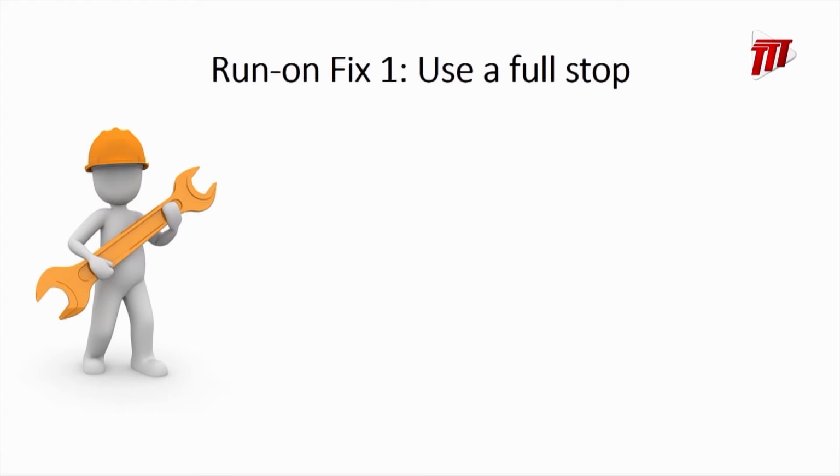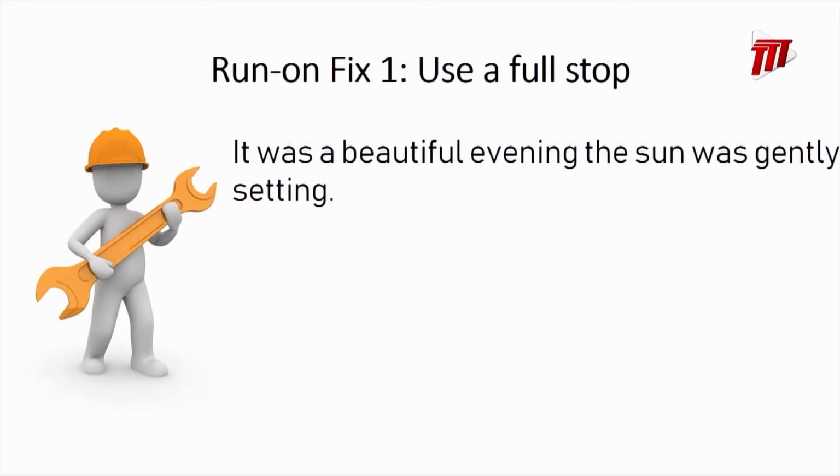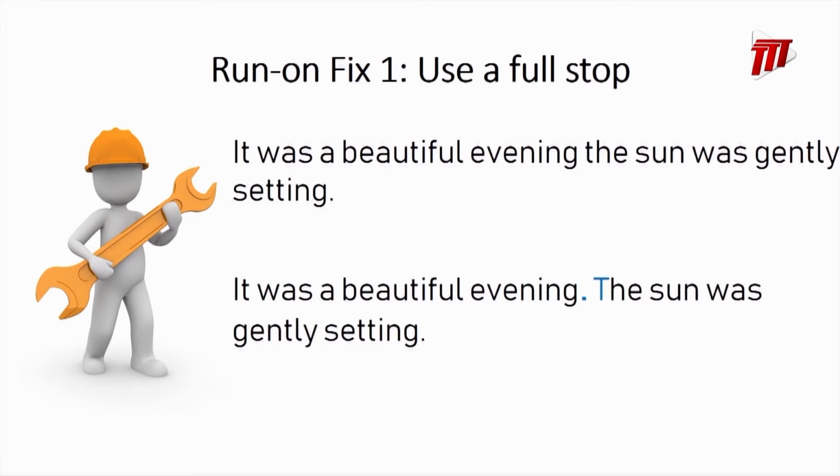In the previous lesson, you learned that the easiest way to fix a run-on sentence is by using a full stop. So let's look at this run-on sentence and see how it can be fixed with a full stop. It was a beautiful evening the sun was gently setting. Notice I couldn't even pause there because there's nothing to tell me. And we have two independent clauses here. It was a beautiful evening. The sun was gently setting. Note well that when you add a full stop to one independent clause, you have to remember to put the capital letter to indicate the beginning of the next sentence. So keep that in mind.